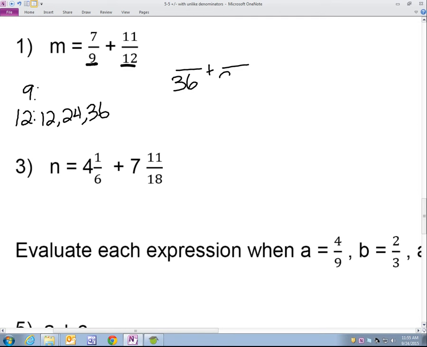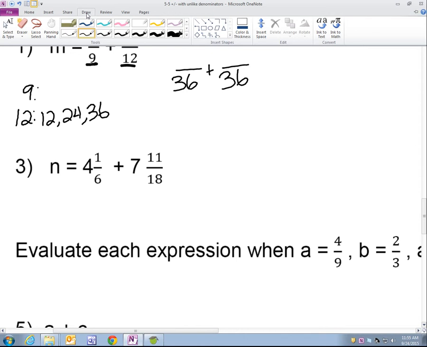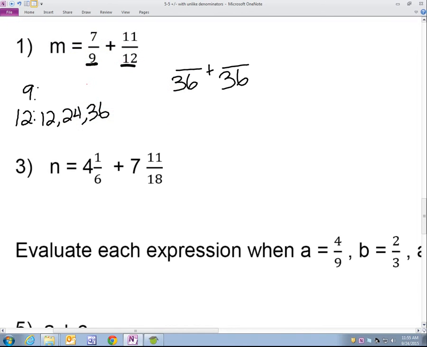36 plus something 36. Now, what am I multiplying 9 by to get it to turn into this? Kobe? 4. So I have to do the same thing to the numerator as well. And 7 times 4 is 28. What am I doing to 12 to get to 36? Tamaya? Times 3. 33.